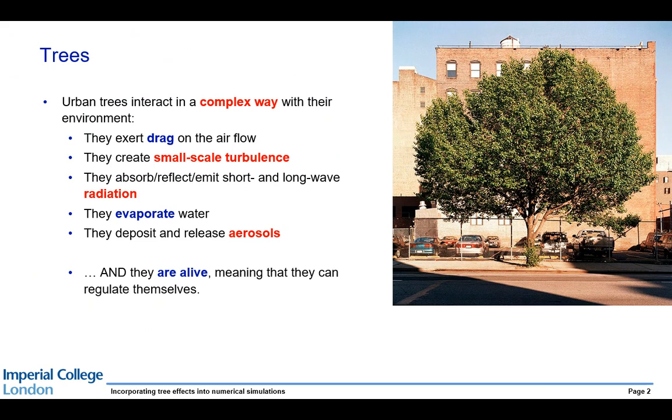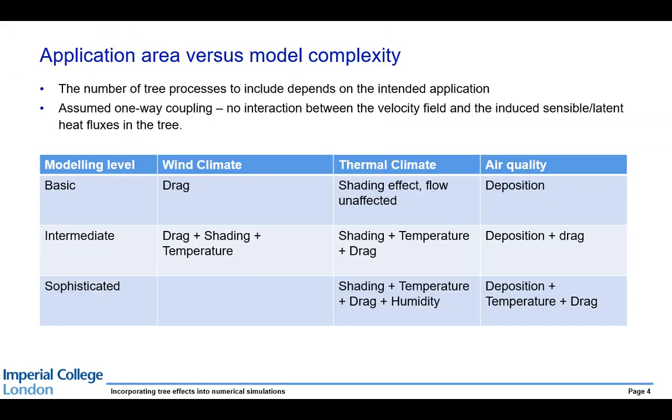So as we all know, trees are really important in the urban microclimate. They impart drag, they affect radiation, transpiration, and they have an impact on aerosols as well. So it's really important that when we're trying to model the urban microclimate, we think of ways to model them, but as has been said, they're really complicated. So I'll pass over to Sam and he'll tell you a bit about how we try to model them.